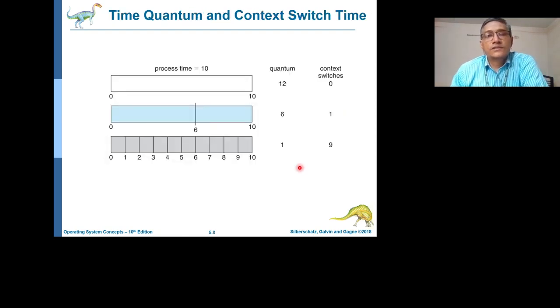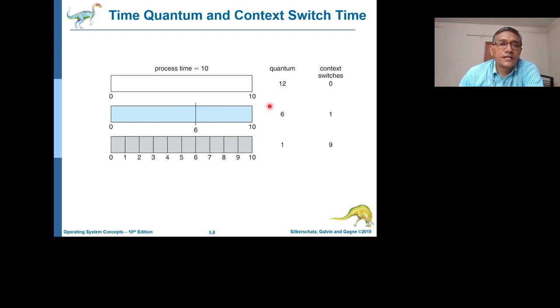So the time quantum is very important, right? If the time quantum is too large, what will happen? The corresponding processes will wait until that process is completed. So the context switching between one process and the next will also be lesser in the case of a large time quantum.